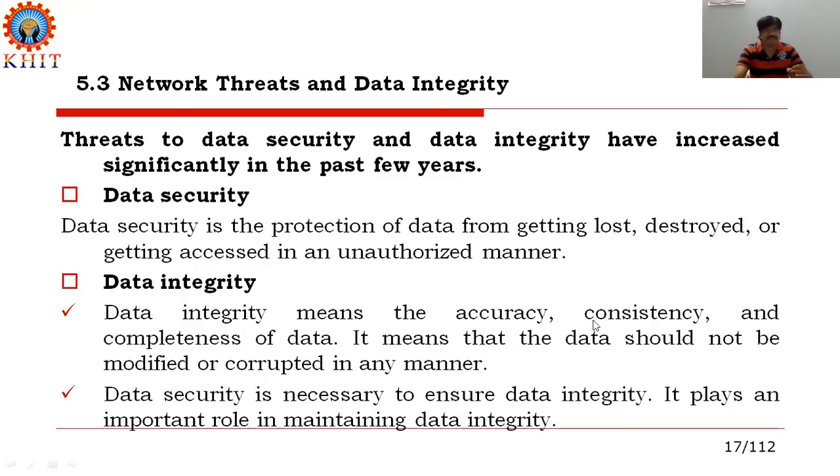Consistency is our data is secure, and completeness of the data. All the data which we maintain will be available for a long period of time. It means that the data should not be modified. The data should not be corrupted in any manner. Suppose whatever data we are maintaining in a secured manner, that data cannot be modified, cannot be corrupted automatically, at any cost.